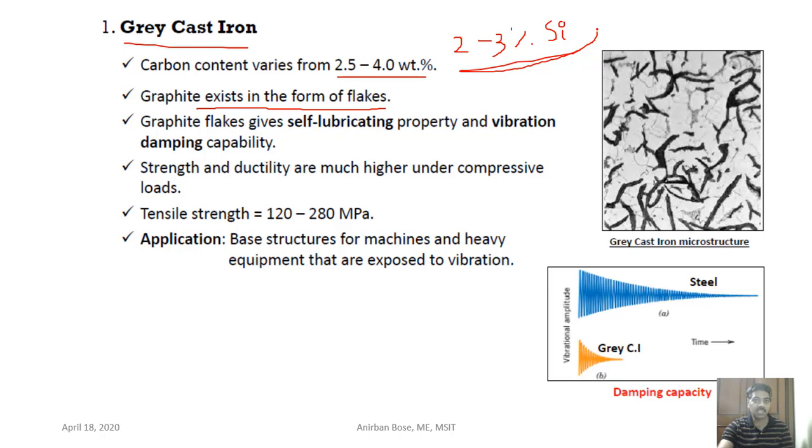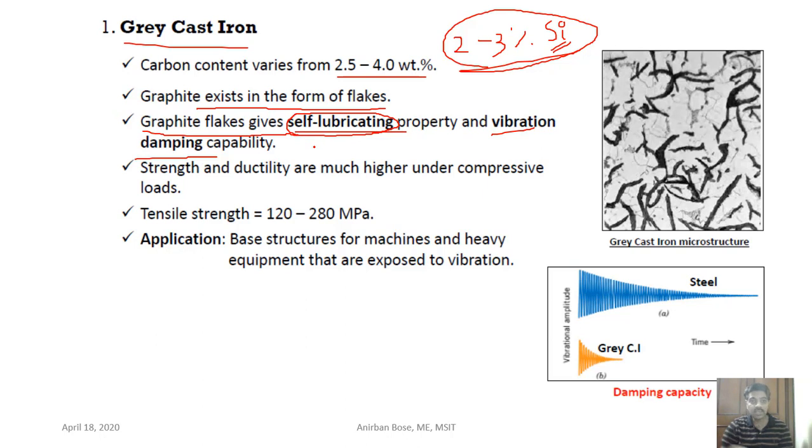These are two very important properties of the grey cast iron. Self-lubricating properties, because since the graphites are in the form of flakes, one layer can slide over another one. That is why it has this self-lubricating property, and that is why when you are trying to machine a grey cast iron component, you do not need any coolant, because coolant plays a role of lubrication, and that is not required in case of grey cast iron machining, because grey cast iron has this self-lubricating property.